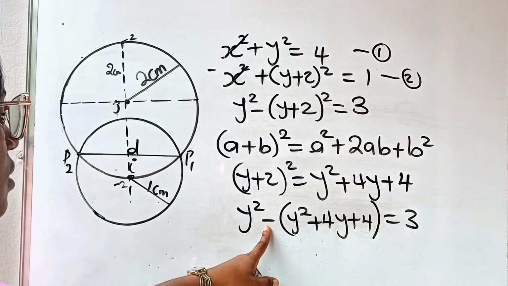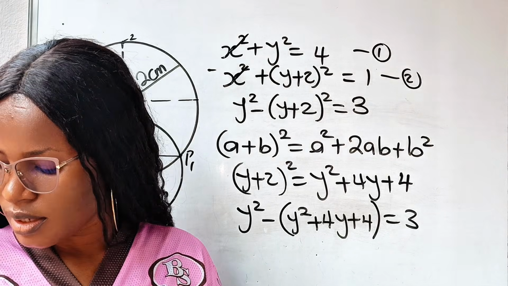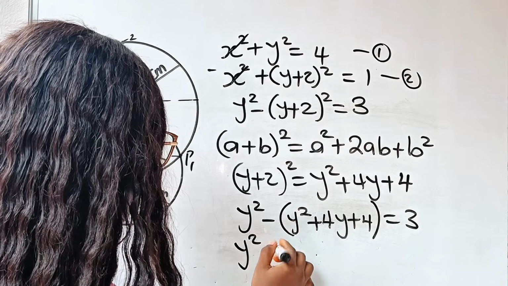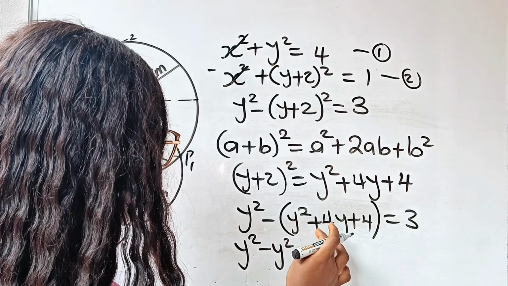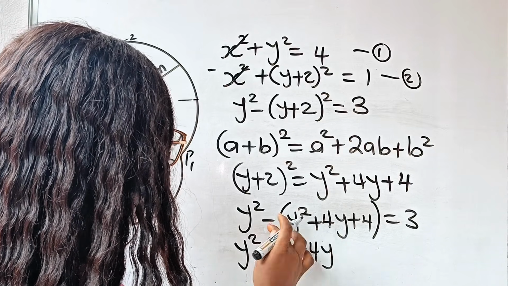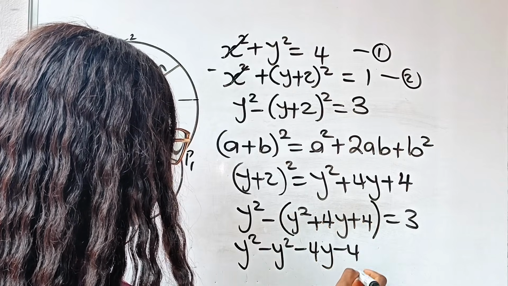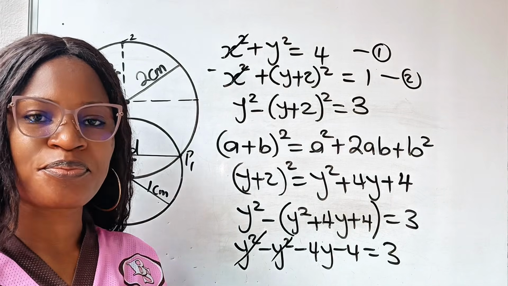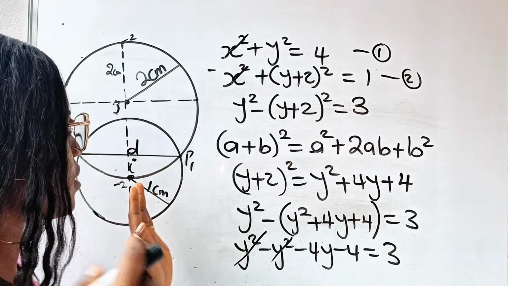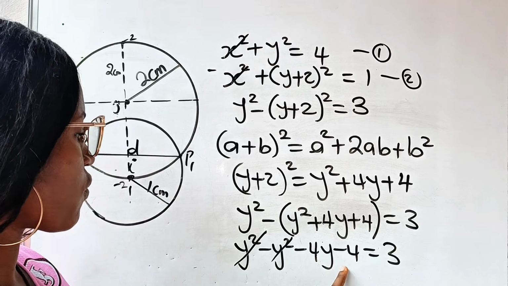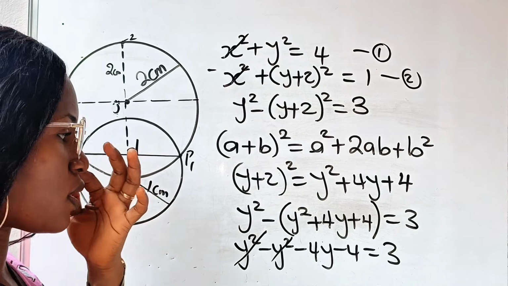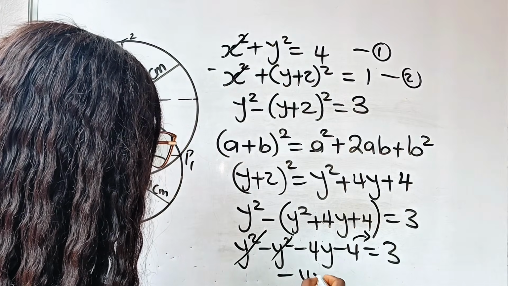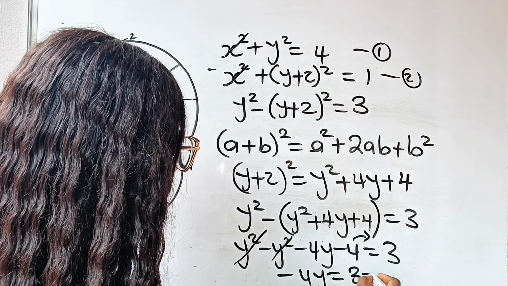Now, you can see the negative sign is going to open this bracket. So we have y squared minus y squared minus 4y, minus plus minus, plus is minus again, minus 4 is equal to 3. So y squared minus y squared is 0. That one is gone. So now we have minus 4y minus 4 equals 3. If we take this minus 4 to the other side, we are going to have minus 4y is equal to 3 plus 4.